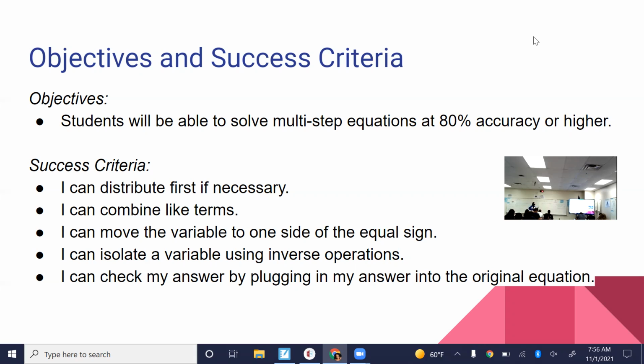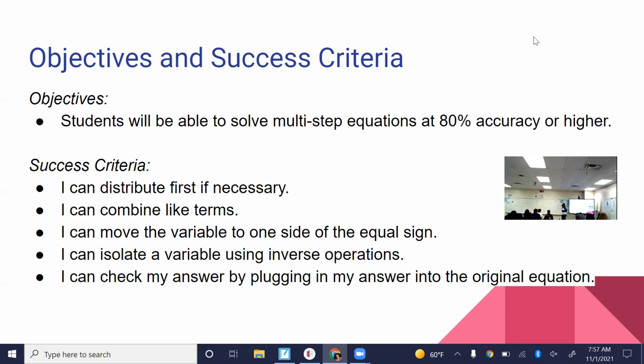All right, so always the first thing is to distribute first if necessary. So you won't always have to distribute in every single problem, but if you can, then that has to be done first. Second is combine like terms. Again, you may not have to combine like terms in every single problem, but that should always be done after distributing.